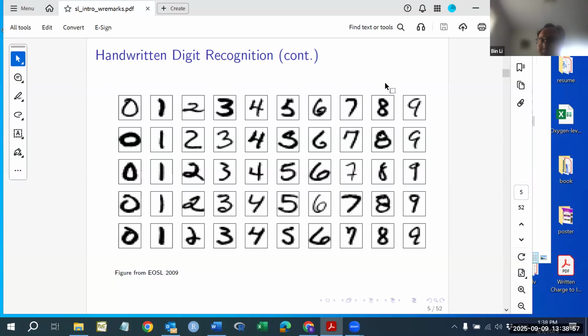So this is called a classification problem. How many classes do we have? We have 10 classes, from 0 to 9, right? And we have 256 predictors, X, and the Y is a categorical variable, which has 10 classes.